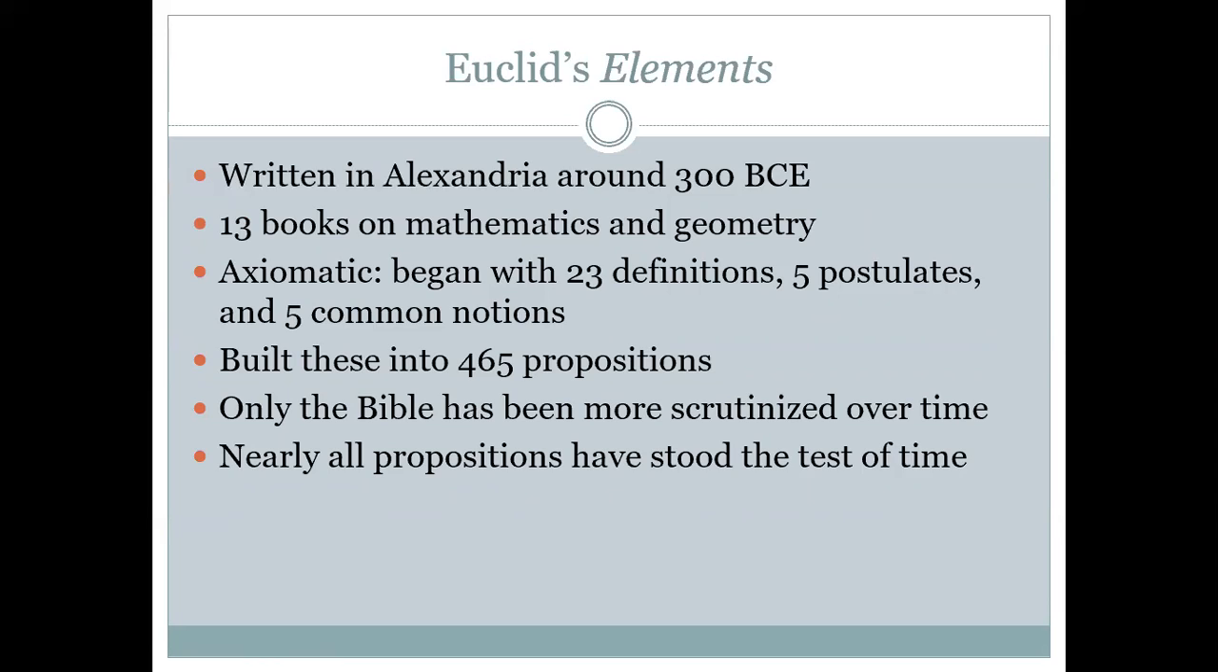So overall, in the 13 books, there's 465 propositions that he proved from this basic axiomatic set. Now, what you do is when you have these axioms, you start building, and eventually, once you prove something, that becomes part of what is known. And that gets drawn into the collection of things that you know to be true. And then you can use that to prove further things, and then those get drawn in, etc.